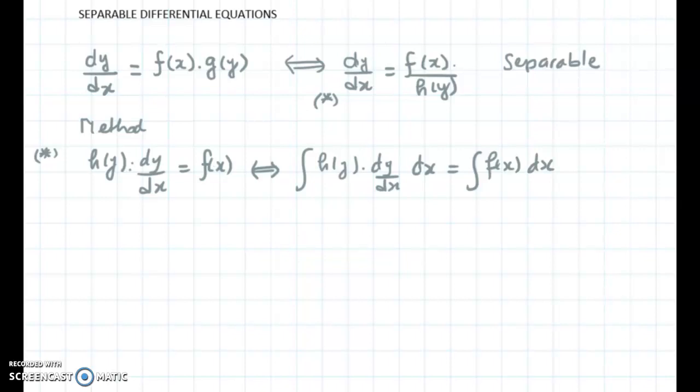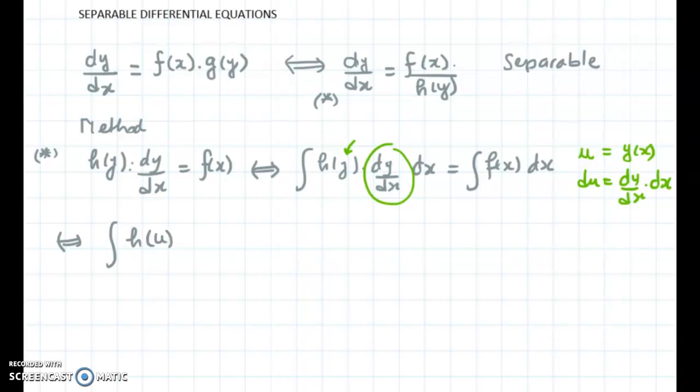Now to solve this, we are going to do a change of variable. You can see over here that we have a function y such that the function is in the integral and its derivative is there as well. So we are going to say that u is y of x, and then du we write as dy/dx with respect to x. So doing that substitution, the next step is that the integral of h of u du has to be the same as the integral of f of x dx.